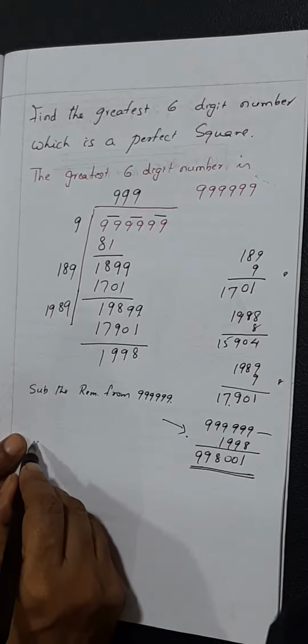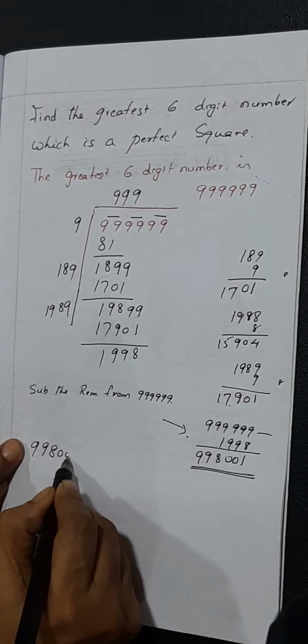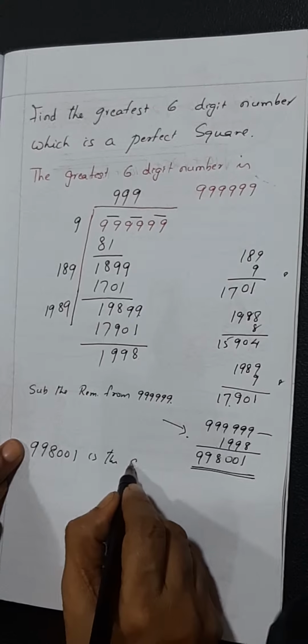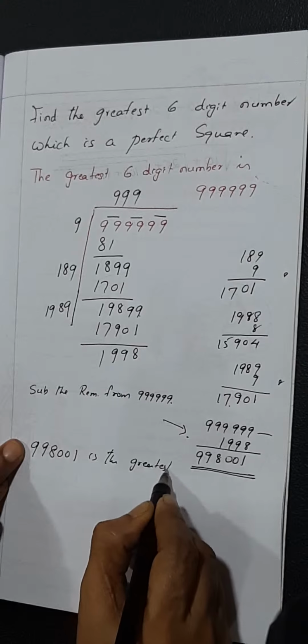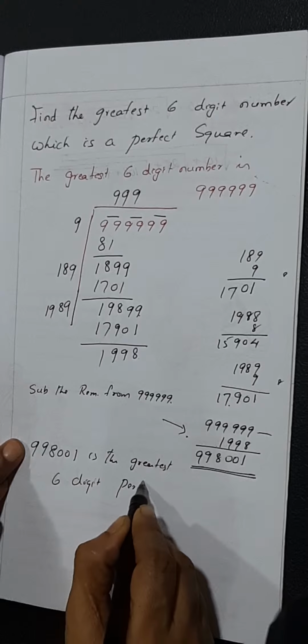So the greatest 6-digit perfect square will be the greatest 6-digit perfect square.